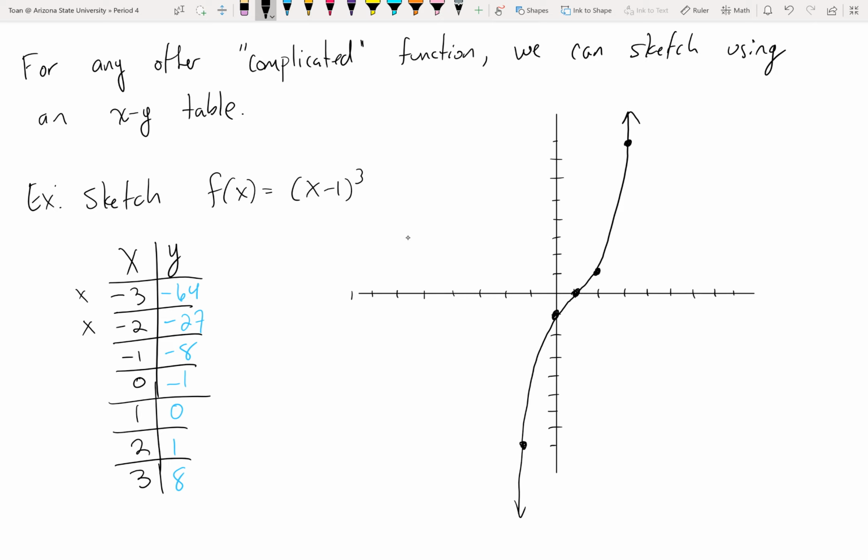And that's basically the main idea of this topic here. How do we sketch graphs that are maybe scary looking or complicated? There really is no big secret. Just make an XY table. Okie dokie?